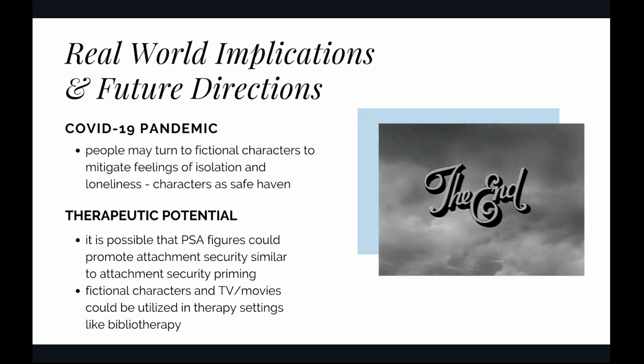Attachment security priming is a process that involves having people think about positive attachment experiences and results in increased positive affect and self-esteem. It would be interesting to see how priming people with parasocial attachment figures, like their favorite character, might compare to that effect. Another area to examine parasocial attachment in is bibliotherapy. Bibliotherapy involves using books and stories and the characters within them in the therapy setting to help people work through their real-life problems. I would like to know if using TV shows and movies and the characters within them might be as effective.